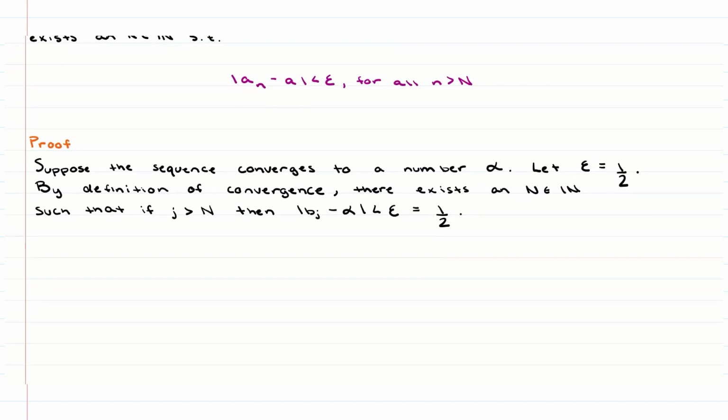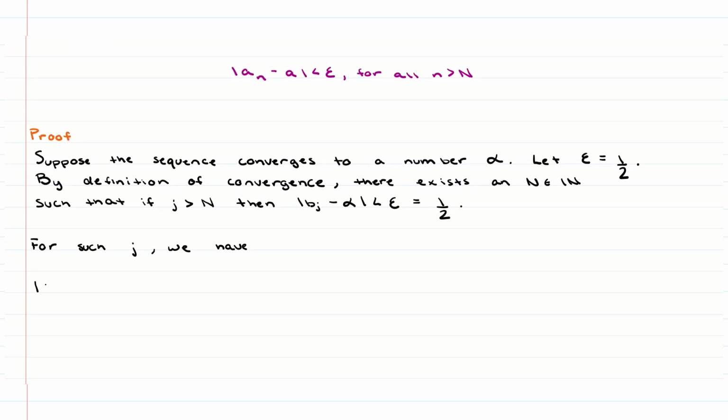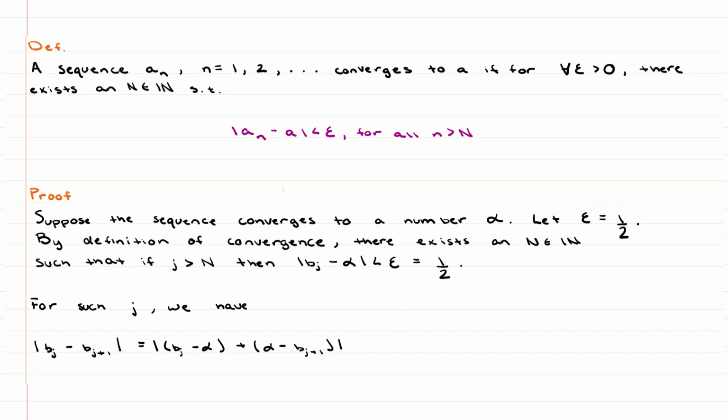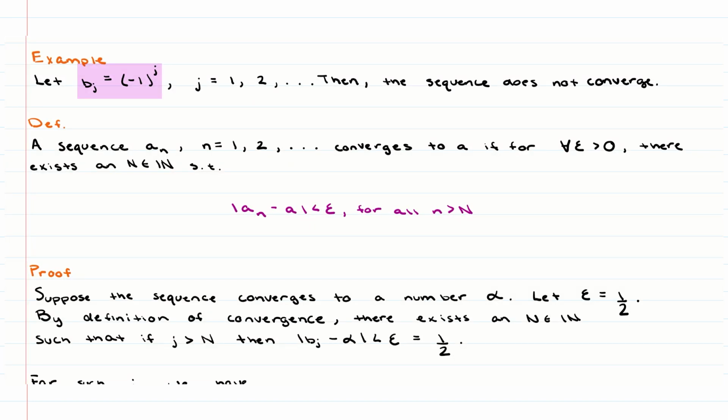Now moving on, we see that the absolute value of b sub j minus the next number in the sequence, which is b sub j plus 1, can expand to the absolute value of b sub j minus alpha plus alpha minus b sub j plus 1. And this is because if you recall, in our example, we're given b sub j as -1 raised to j, where j is a natural number.